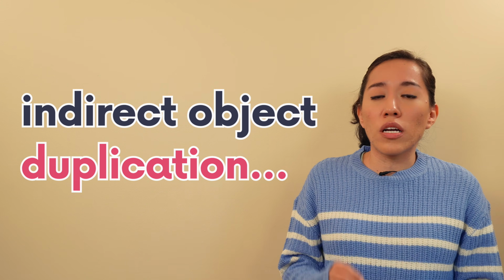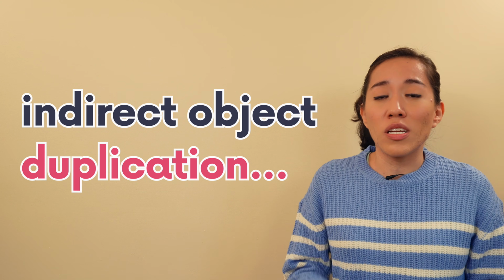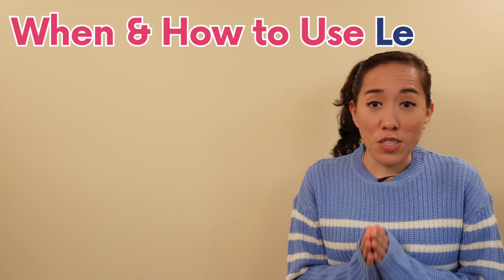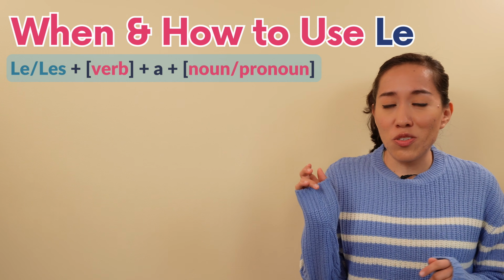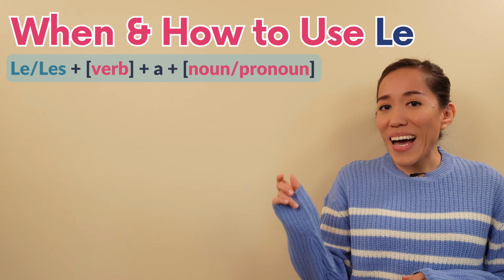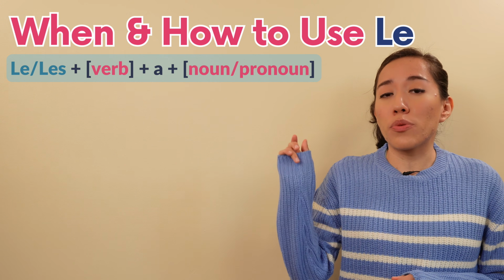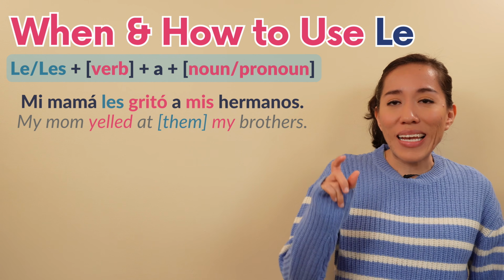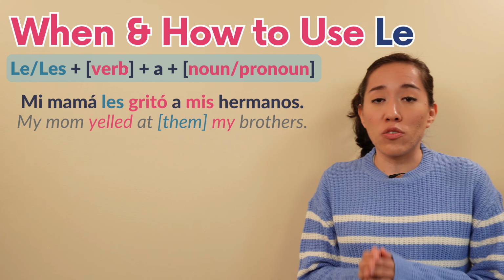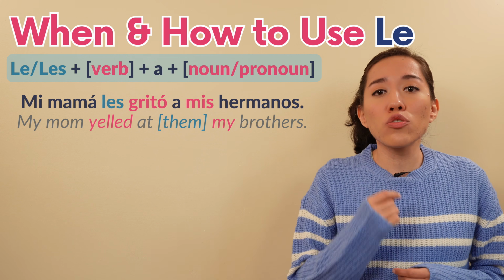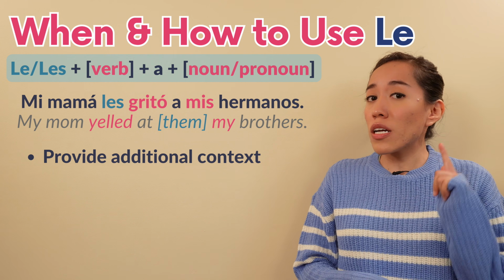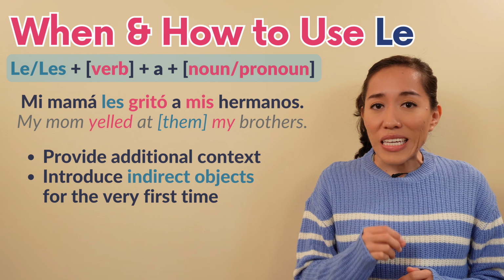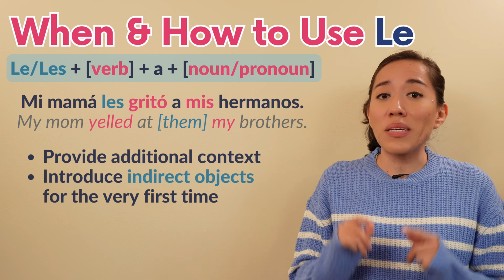And to do that, we do something called indirect object pronoun duplication. Let me show you how you're going to do that. So the structure you're going to use for this case is le or les, depending on the pronoun you're using, your verb plus a noun or a pronoun. For example, mi mamá les gritó a mis hermanos. In this structure, you're going to use it to, number one, provide clarification when needed, or number two, to introduce the indirect object for the first time in a sentence.